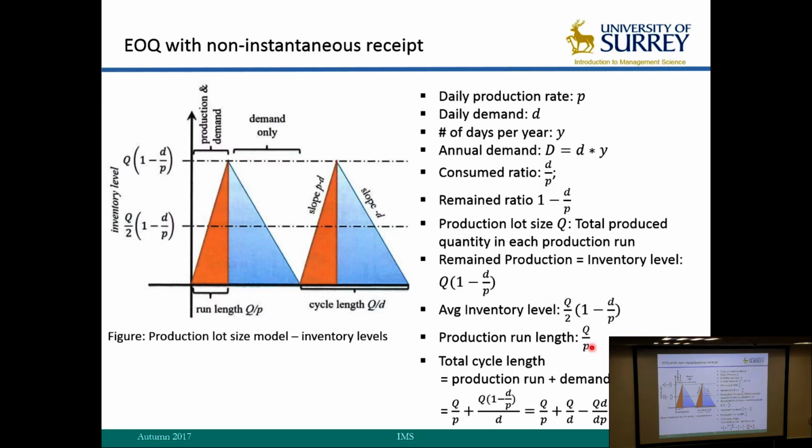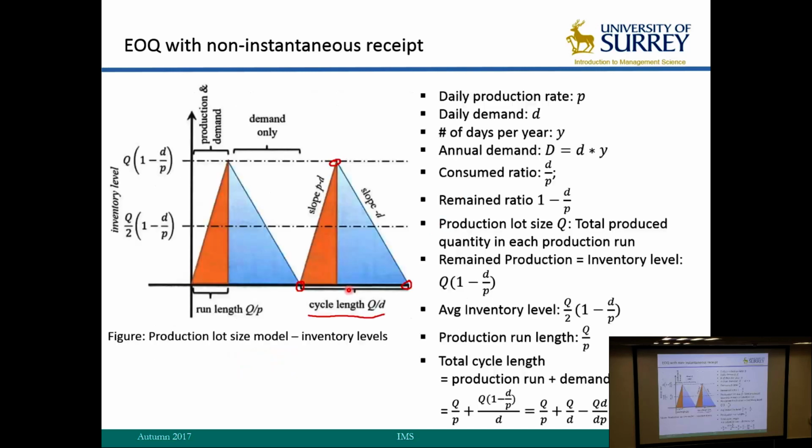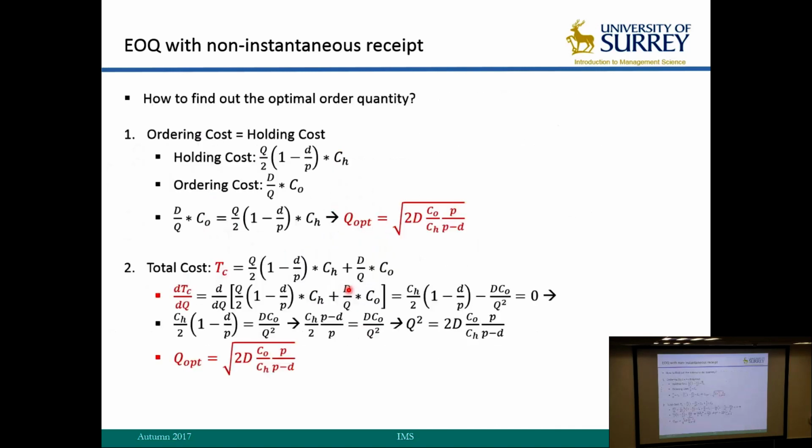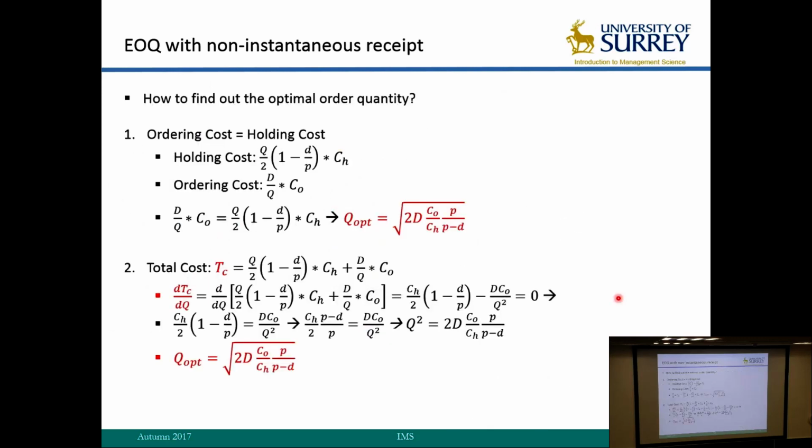So this is a total cycle length from inventory of 0 to another inventory of 0. Now we're trying to find out the average inventory level. If we know the average inventory level, we can know the holding cost, because the holding cost is the average inventory level times the unit holding cost.